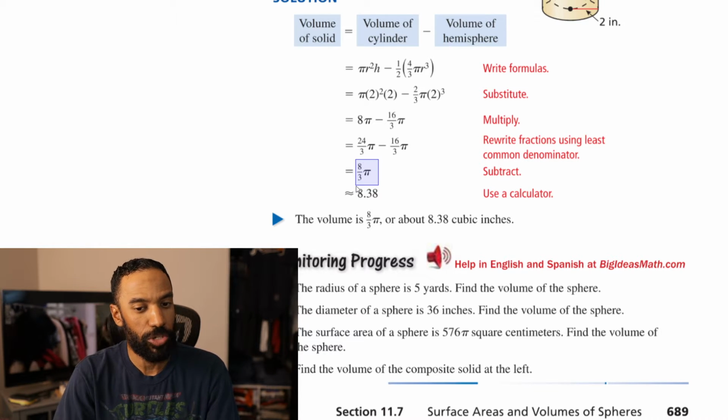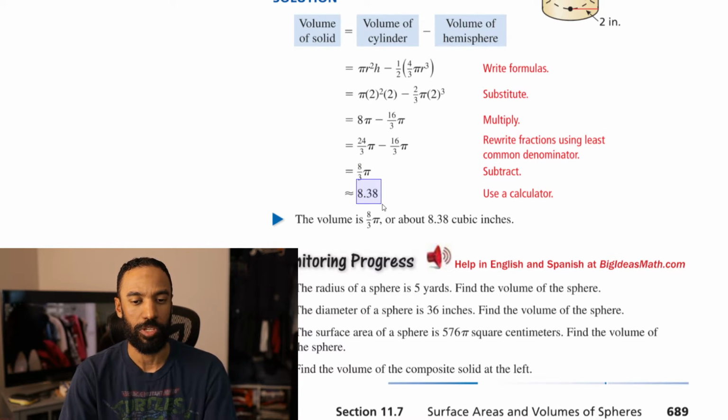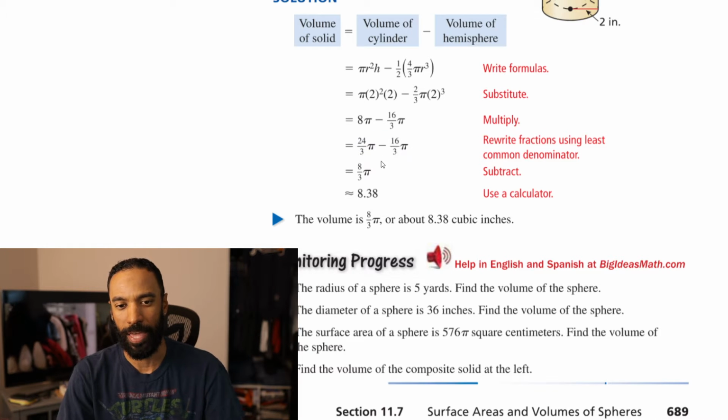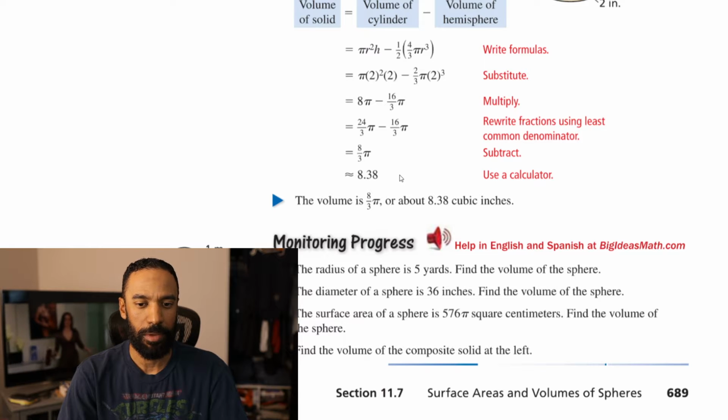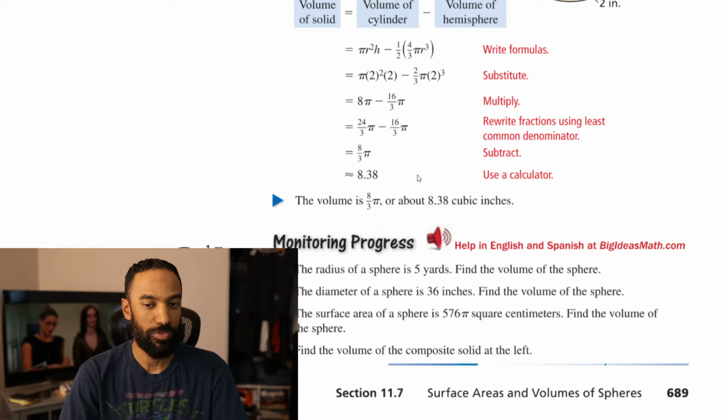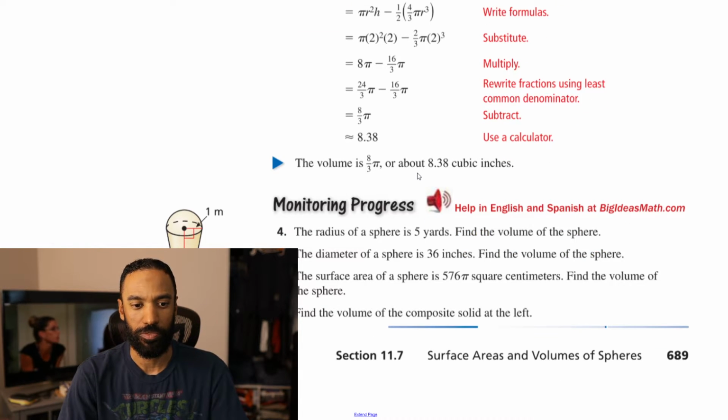That's a little unconventional of them, considering their answers always end up this way. So it depends if you want to type that in or type this in or do the work to get that. But you get 8.38 cubic inches. This is volume, so we are going to do cubic inches for that.